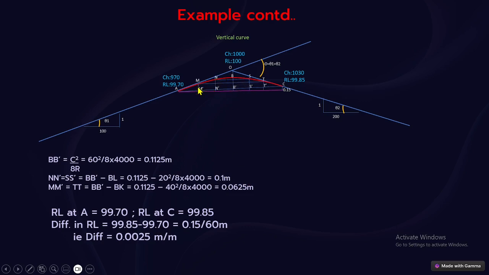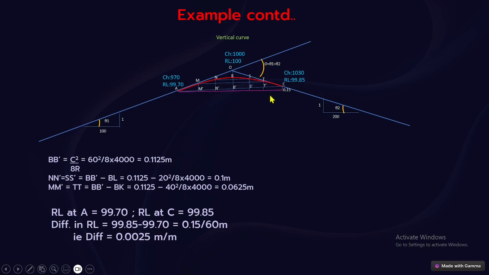Coming to N dash, again we take this chord. How much is this chord? 10, 10, 10, 10, 40 meter. So for 40 meter we find the versine. Let us take this point as K. So BK will be equal to 40 squared divided by 8 into 4000. So 0.1125 minus this portion will give you N dash. Calculating this way, we get 0.0625. So N dash equals S dash, and M dash equals T dash. Now we have every offset: BB dash we know, N dash we have calculated, and similarly SS dash, TT dash, everything we calculated.